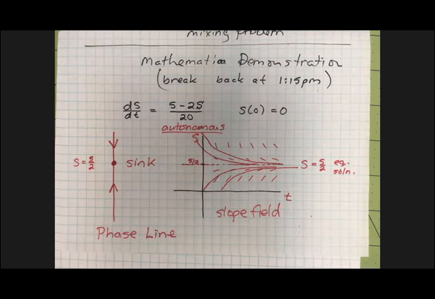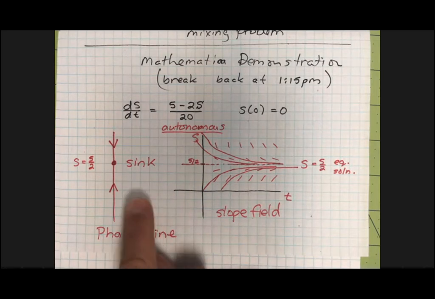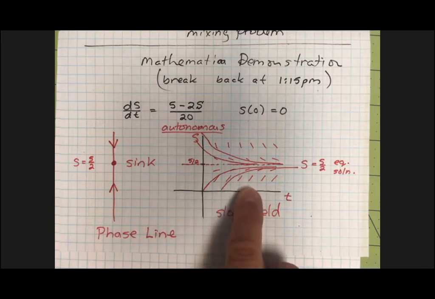Gravitational field, water field, you know, literally the sink in your basin, in your bathroom. Water goes down, it doesn't come out. So I want you to understand that this phase line totally represents this slope field.